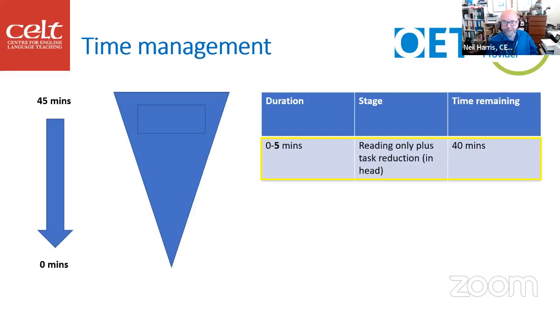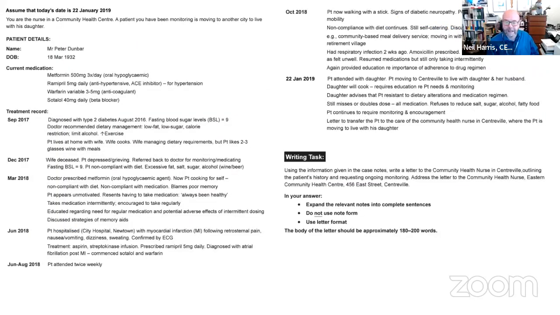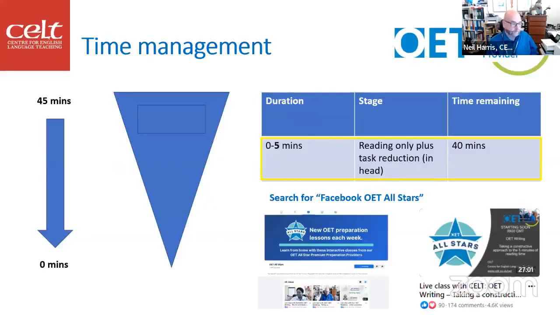And just to re-clarify, there was a question that came in on chat, 45 minutes for one letter only. You are not required to write anything other than that one letter, which hopefully makes things a bit easier for you. Okay, now here's a set of case notes. This is the Peter Dunbar letter. Please don't worry if it's a bit small and you can't see it on screen. It's here for illustration purposes only. But that is what you'll see on screen or what you'll have on paper in front of you in those 5 minutes. Now, if you're interested in this idea of the task reduction, then you can find out more about this by watching one of the previous OET All-Stars events, which in fact I ran a couple of months ago.